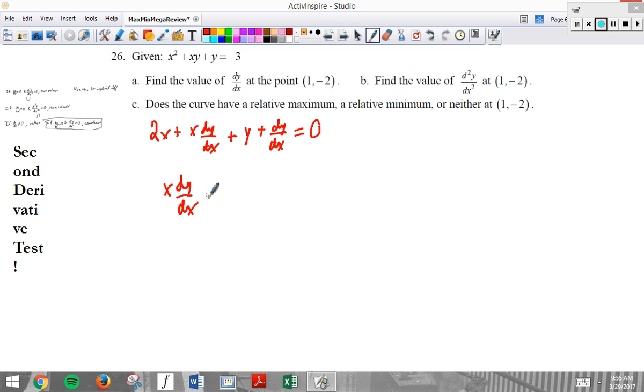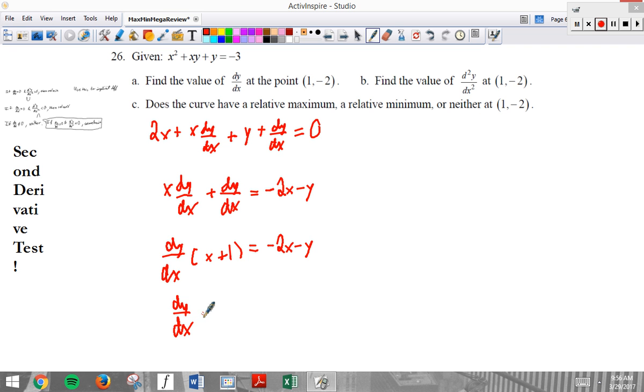Nice and easy. Get all the dy/dx stuff on one side. Factor out dy/dx. I'm not even skipping steps. I just want to make sure you all can do this by the end of this video. So there's my first derivative, everybody. Annoying, but doable.